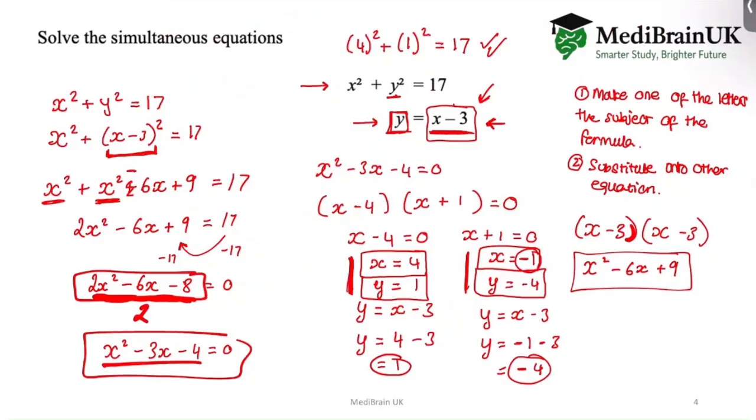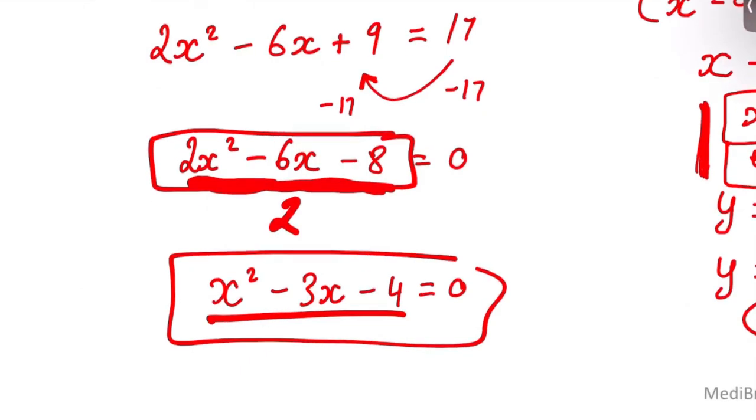But there's another method that I don't want to go into depth on. You multiply the first number by the last number, and then you choose which two numbers multiply to the end number and add to the middle number. And then you have two brackets. One of them just needs to be simplified down.